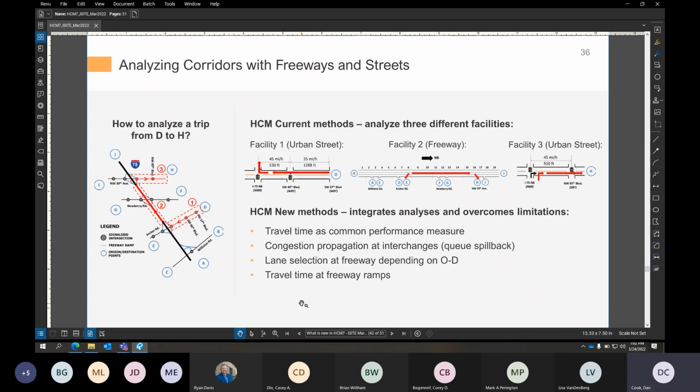This gets into what I was just talking about, how the current method before HCM 7 looked at the interactions. You would look at an urban street. So imagine you're going from here onto I-235, going 5 miles and exiting on 63rd Street, for example. To estimate travel time or performance, you would look at urban streets separately, then you look at your freeway trip, and then you look at your last urban street trip as well. But you just add up those travel times together. Any interaction between the two would never be accounted for in the analysis, and that's what this new method gets into.